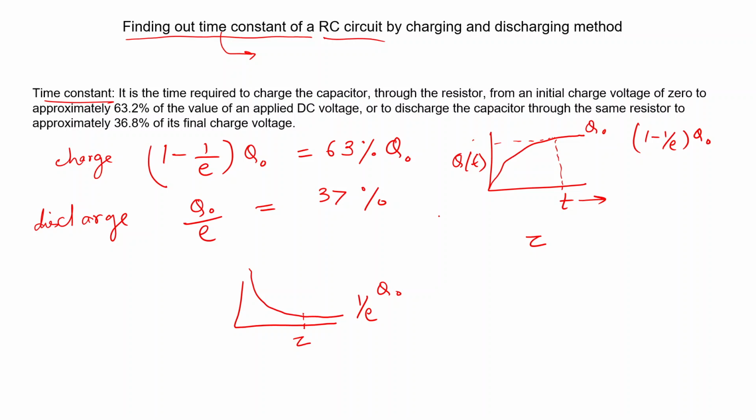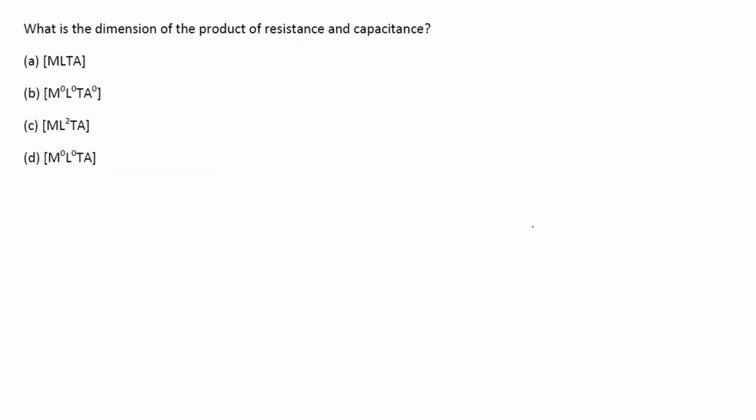Now let's do the questions based on this. One more thing, this tau, the time constant, is actually the product of resistance and the capacitance value. So this is the time constant formula. Now let's start doing the questions.